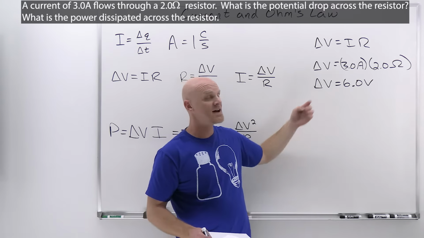Now we're just going to put an absolute value of 6 volts here in this case, but in more complex problems, we really will reflect it as a drop of 6.0 volts in the future. All right, the second part of the question was, what is the power dissipated across the resistor?